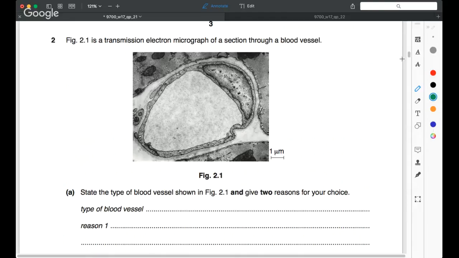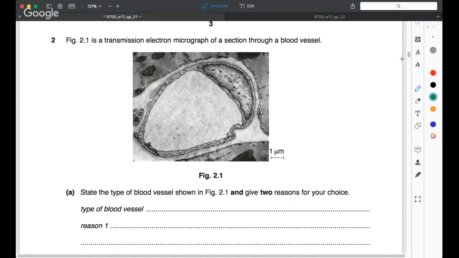They could still ask you that question without a scale bar because you were told that it's an electron micrograph. Electron micrographs are very high resolution. Okay. Tell me what else you see there. Now that you know that it's a capillary, what do you know about capillaries that you could identify in that picture? You could identify the tissue fluid surrounding the capillary. You could identify the endothelial lining of the capillary. Tell me about the endothelial lining of the capillary.